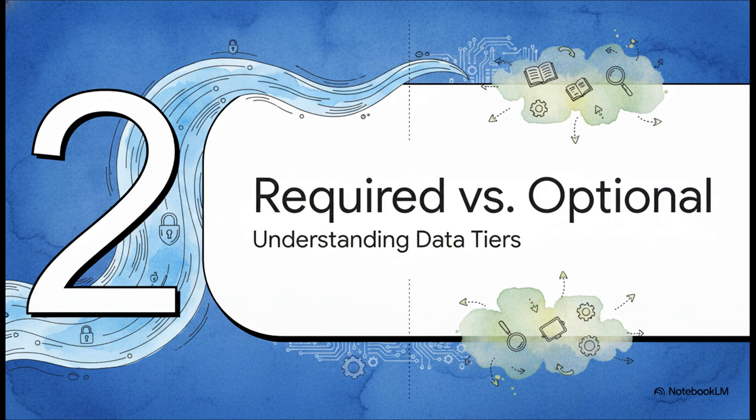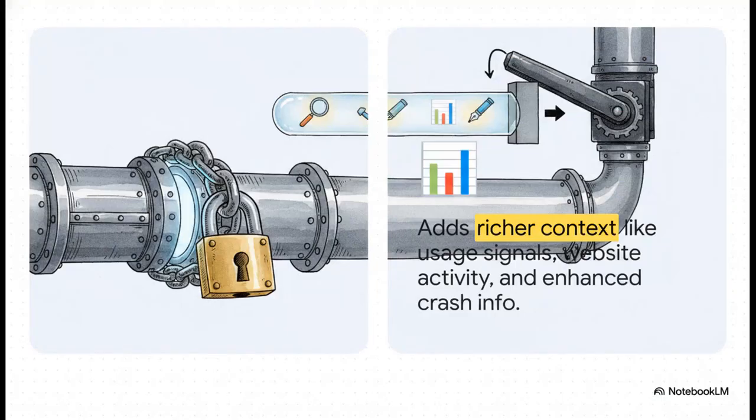Moving on to Section 2, Required versus Optional Data. Let's understand these data tiers. You know, a lot of privacy debates treat Windows data collection like it's just one giant, undifferentiated blob of data. But if you look closer, it's actually a layered model. On one side, we've got required diagnostic data. Microsoft defines this as the absolute bare minimum needed to keep your device secure, updated, and running normally.